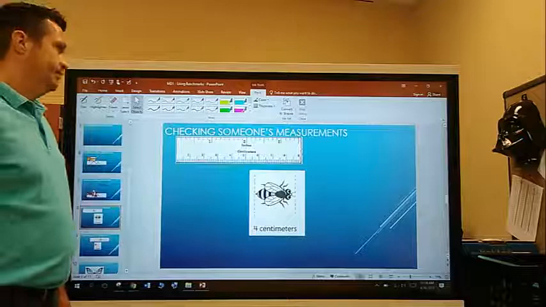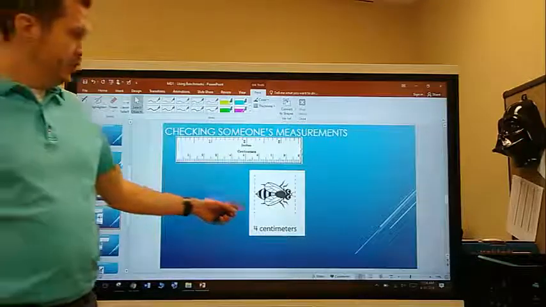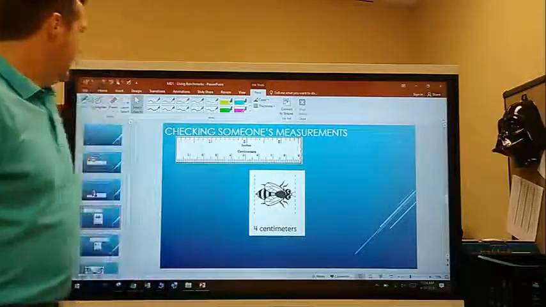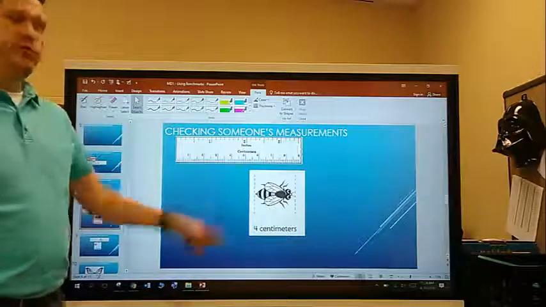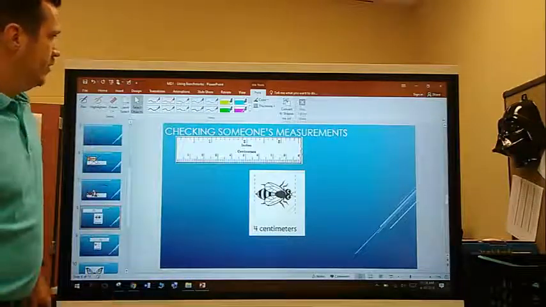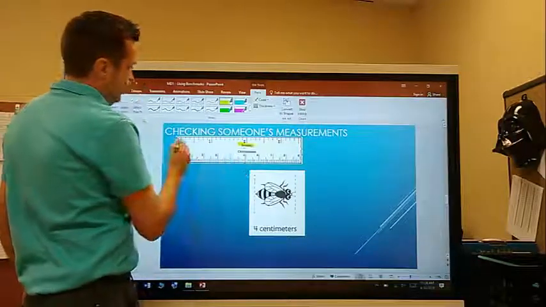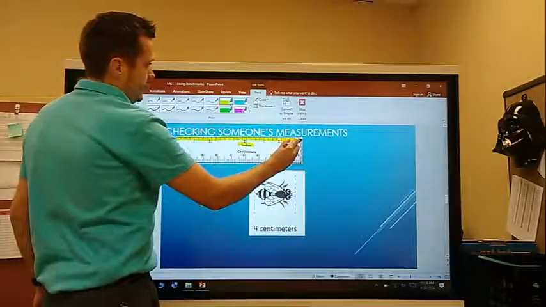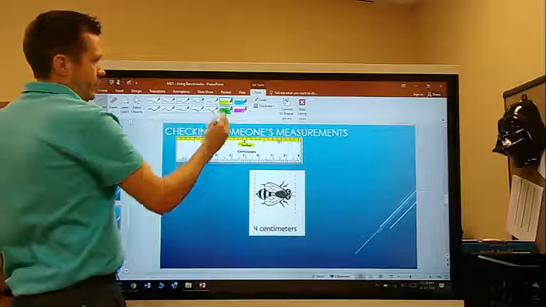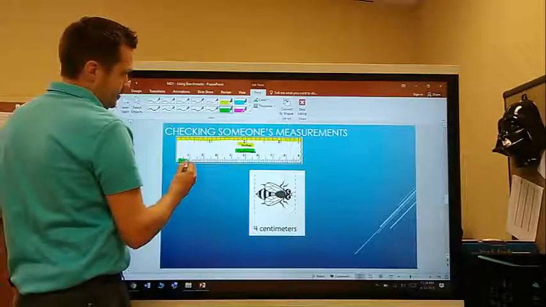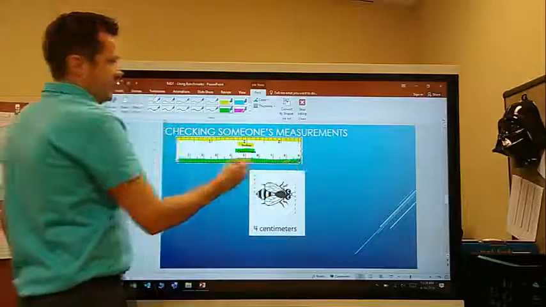Let's check some more. All right, so I have another friend who measured this bug, and when he measured the bug, he said that it was 4 centimeters. So on this ruler, and on almost all rulers, you're going to have an inches side, which is this one right here. And then you're going to have a centimeter side, which is this one right here. We're going to be using the centimeter side.